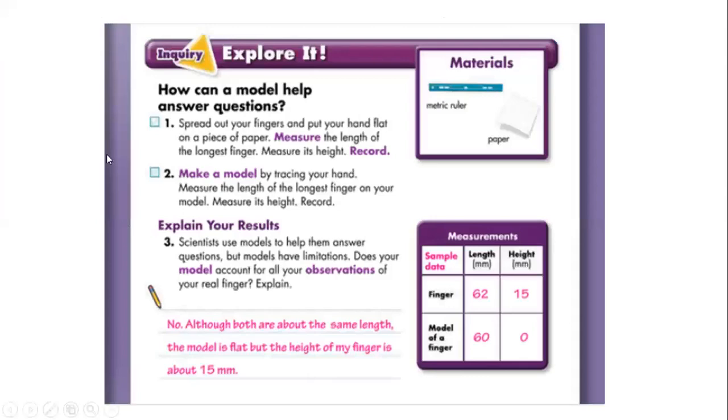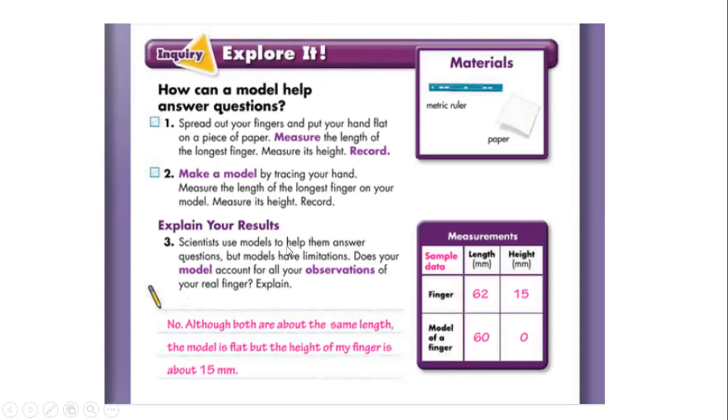I told you, spread out your fingers and put your hand flat on a piece of paper. Measure the length of the longest finger, measure its height and record. Make a model by tracing your hand, measure the length of the longest finger on your model, measure its height and record. Now, question number 3, explain. Use models to help answer questions.